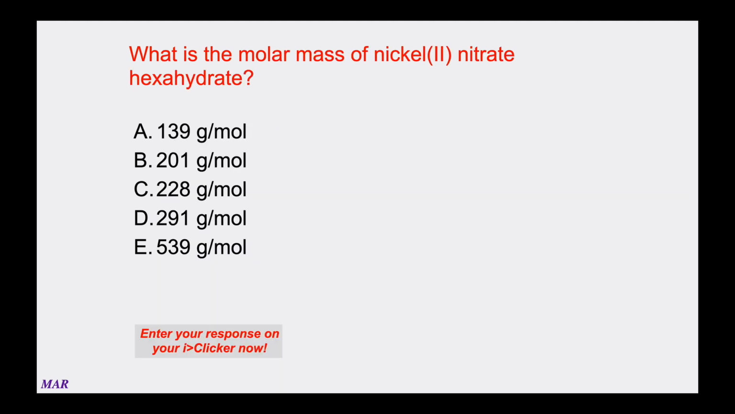Which of these is the correct molar mass for nickel(II) nitrate hexahydrate? So this is an example of a hydrated compound. And what I'd like you to do is, of course, first figure out what the formula for nickel(II) nitrate hexahydrate is, and then from there you can figure out the molar mass. Make sure you add in the waters, the hydrates, when you're doing this molar mass.